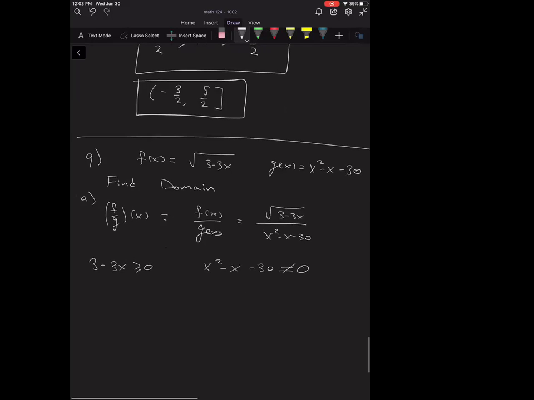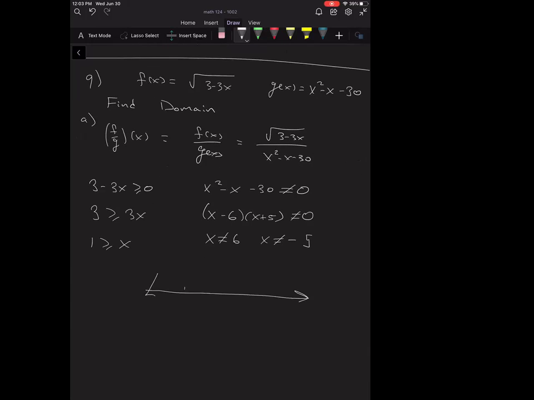Okay, so for this left-hand side, we can add the 3x over, divide by the 3, and we get 1 has to be bigger than or equal to x. On the right-hand side, we could factor. So we'll have x minus 6, x plus 5, yep, that's correct. So x is not allowed to be positive 6, and x is not allowed to be minus 5. So let's go into our number line.